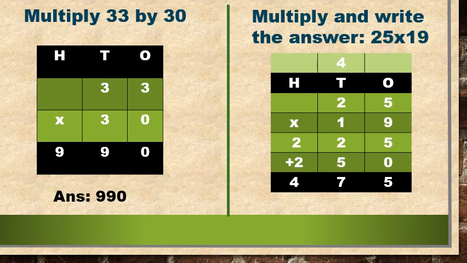And now we are going to do the third step, that is addition of these two products. 225 plus 250 and it gives us 475. So that is the final product. So the answer is 475. Understood?